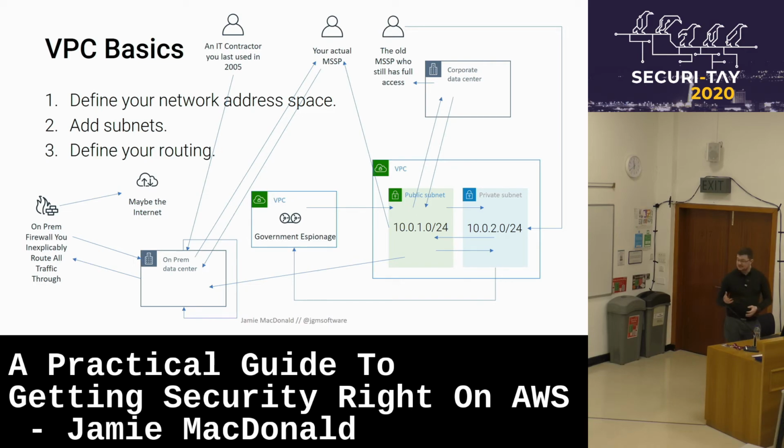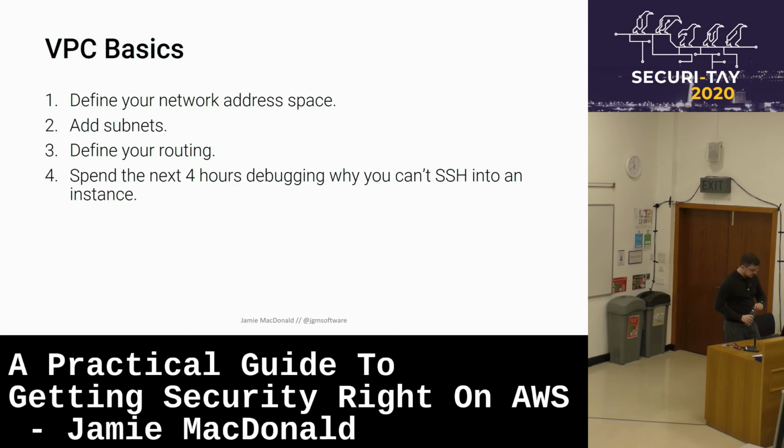So in all seriousness, what this design is meant to illustrate is how quickly your design can get out of hand and how important it is to keep track of where all your traffic is going and who actually has access to your network or a presence on your network, especially old contractors or service providers that you might have forgotten about. And then once you've done all that, you can spend the next 4 hours debugging why you can't SSH into an instance.